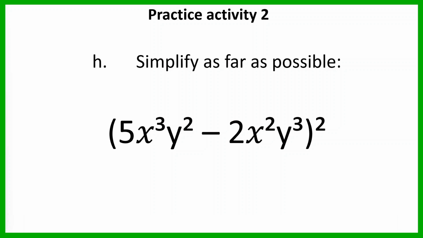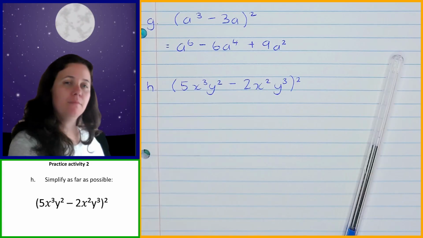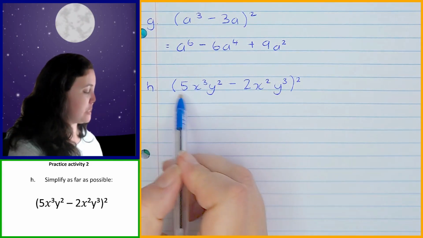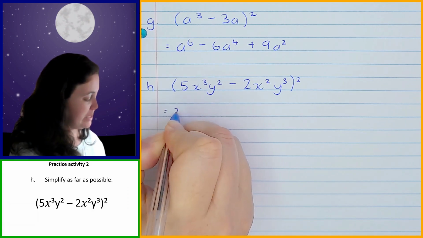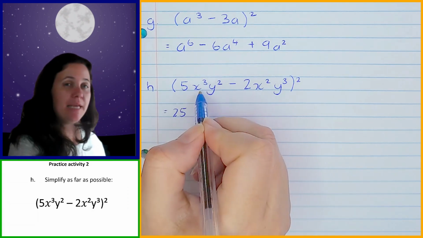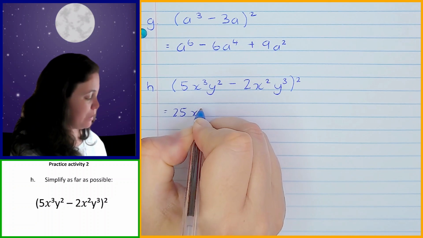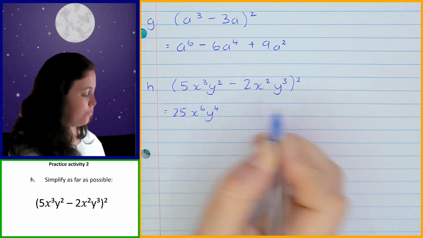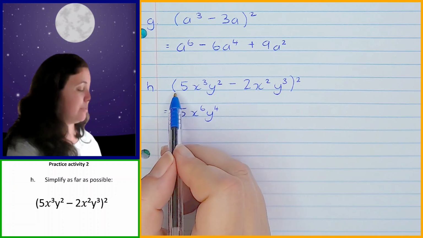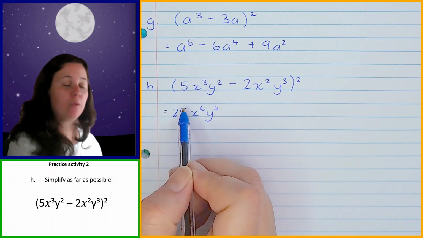Okay, so let's go through that and see what you should have got. Right, so first I'm going to square my first term over here. So that's going to be 5 squared is 25. Then I square the x cubed, that gives me x to the power of 6. And I square the y squared, that gives me y to the power of 4. Okay, so that's my first term done by squaring the 5x cubed y squared.